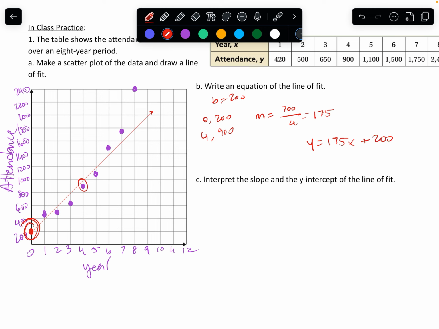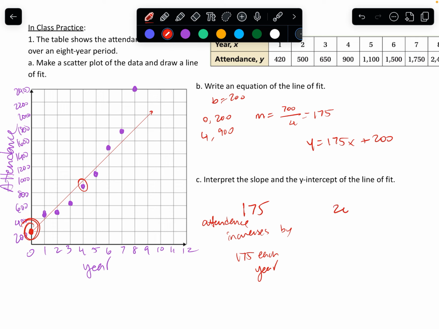As I said, depending on your line of fit, that can differ, and that is totally okay. It says interpret the slope and y-intercept of the line of fit. Well, the slope is 175. What does that mean? Well, it looks like attendance increases by 175 each year, doesn't it?